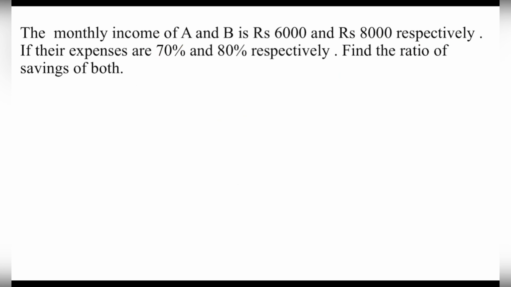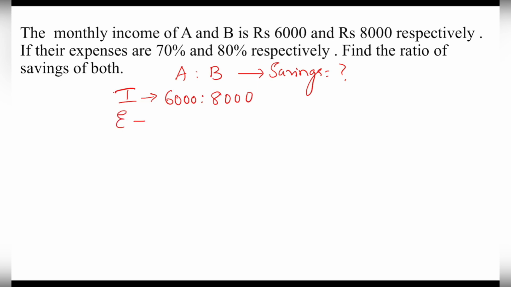The monthly income of A and B is 6,000 and 8,000 rupees respectively. If their expenses are 70% and 80% respectively, find the ratio of savings of both. So they are asking us A is to B's saving ratio is how much. So now we know income is how much? 6,000 of A and B's is 8,000. And expenditure of A is how much? 70% and B is 80%.